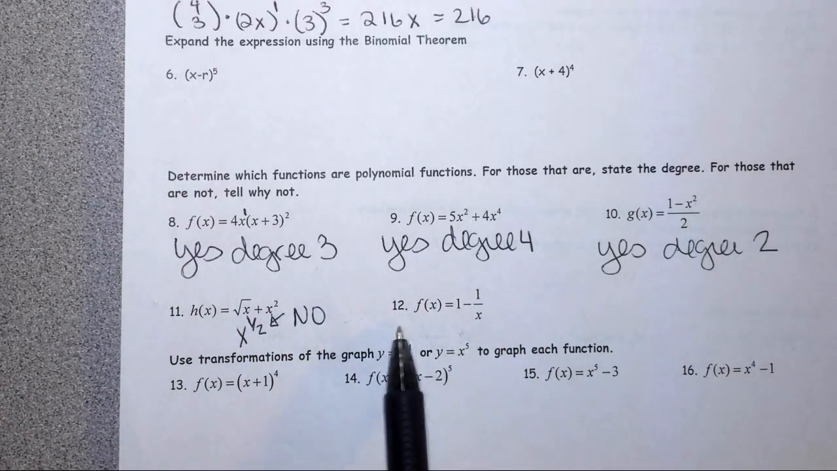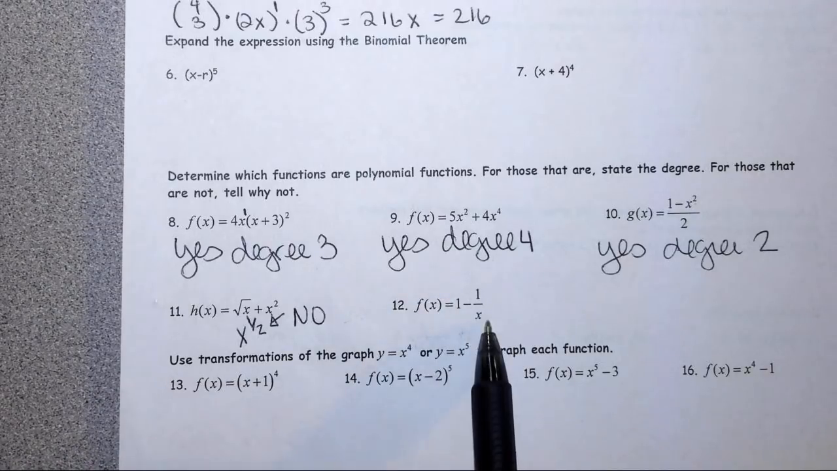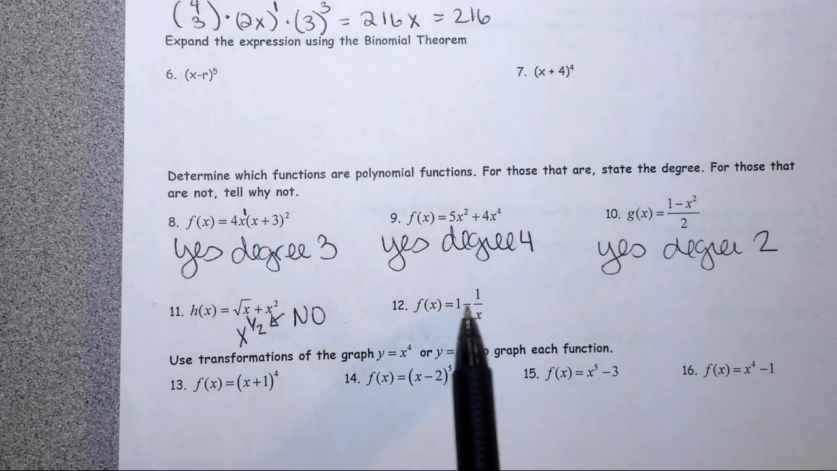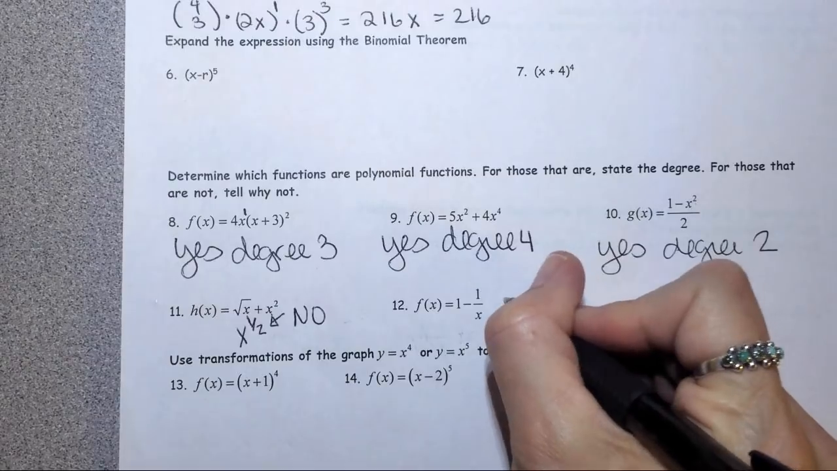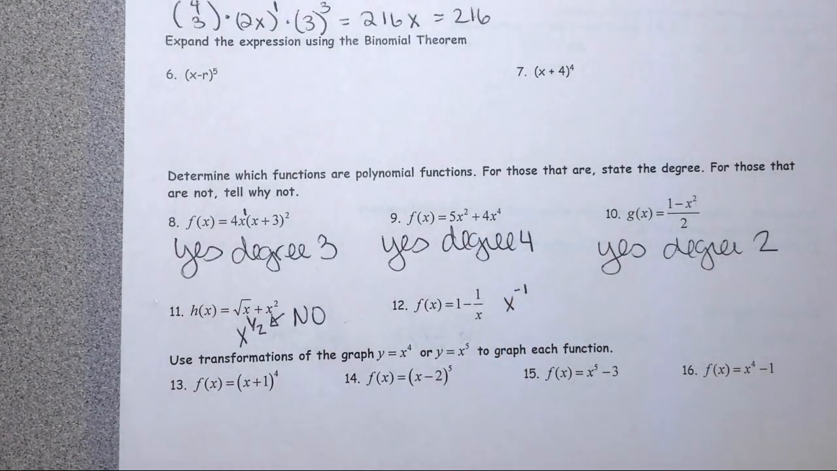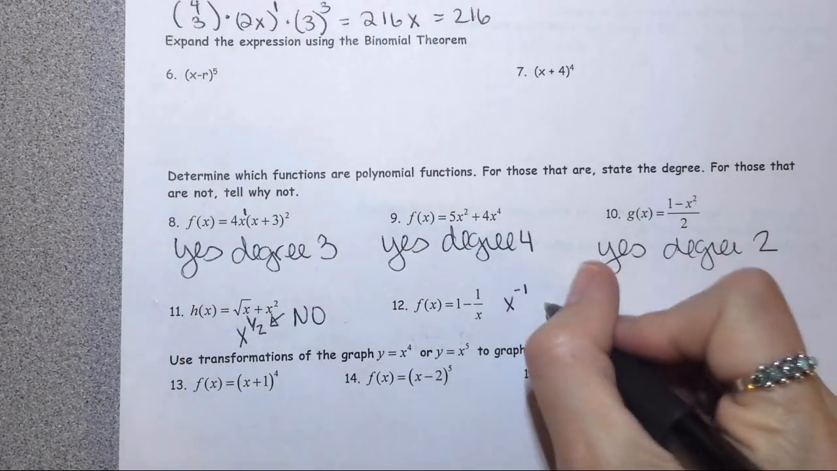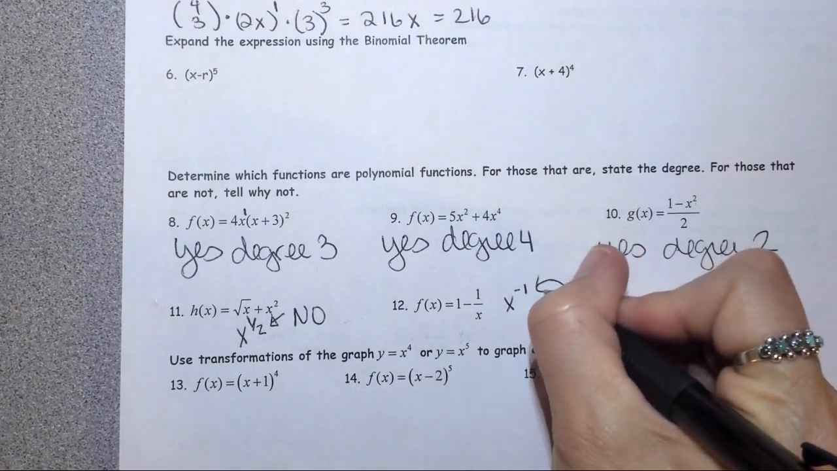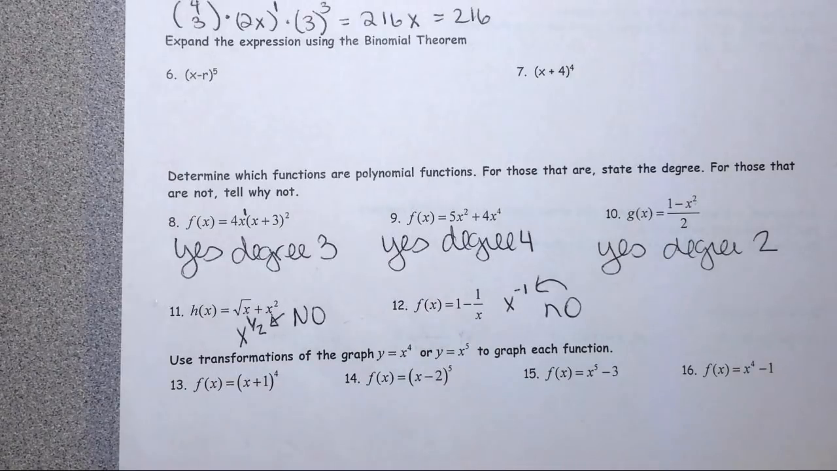Number 12, I have one letter, just an x, so we're good there. But I have an x in the denominator. And when you have an x in the denominator, it means that it could have been written as x to the negative 1. Because I have an x to the negative 1, it's not okay. So this is not a polynomial because you cannot have a negative exponent.